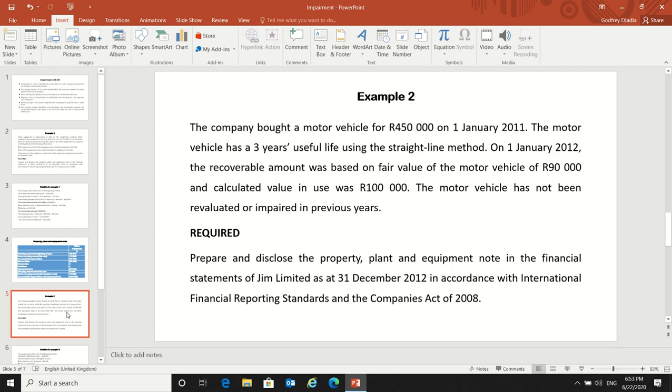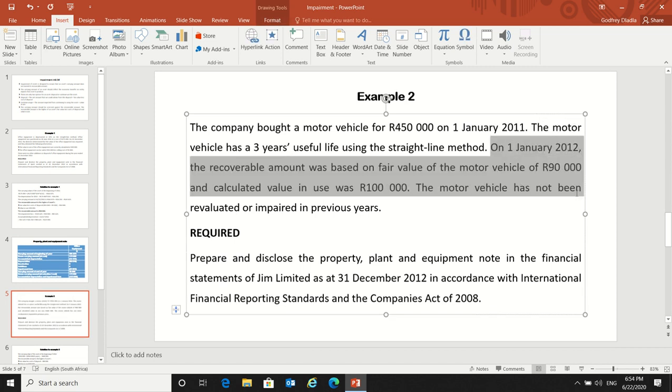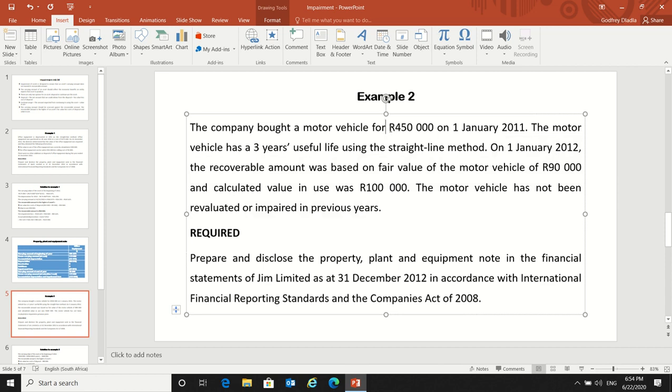Now, let's look at this one here. It talks about the company buying a motor vehicle for 450 on 1 January 2011. The motor vehicle has a 3 years useful life, straight line. Now, do you see this one? When is the impairment done? If you check, it is 1 January. What is the carrying value of this motor vehicle by 1 January? I can tell you now it's 300,000, because 450 over 3 years is 150 a year. So if I minus 150 for 2011 from the 450, it gives me 300,000. The carrying amount by the time I make the test should be 300,000.